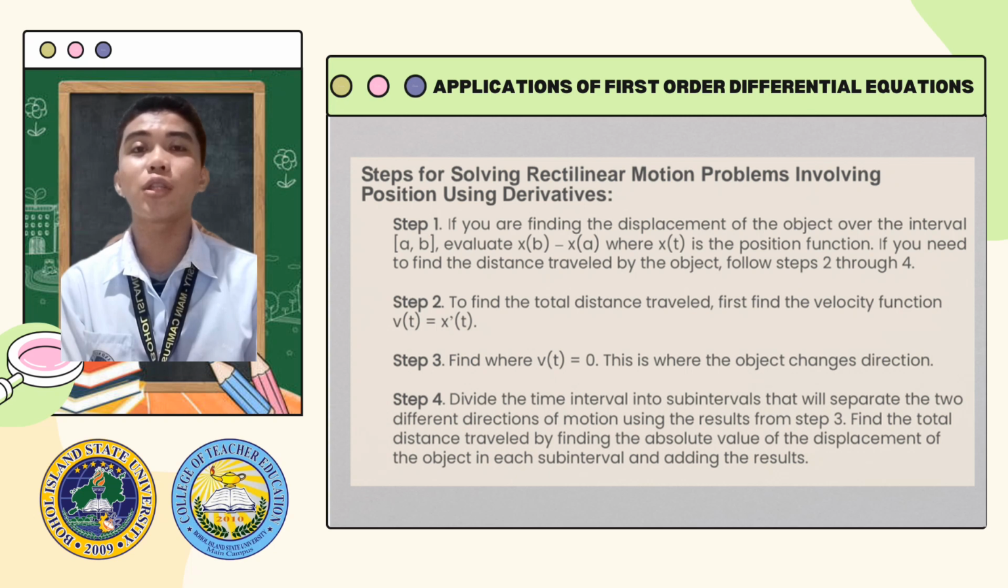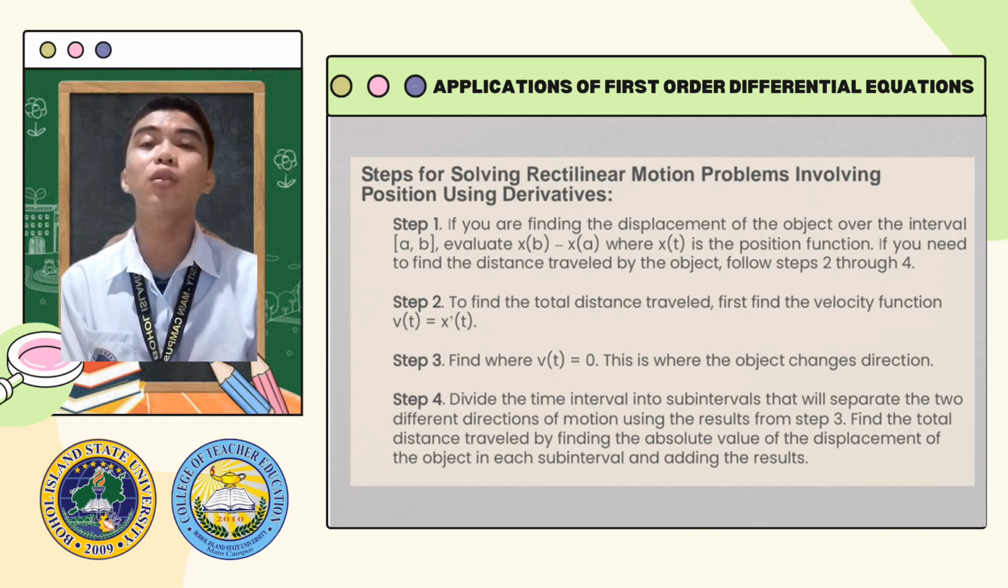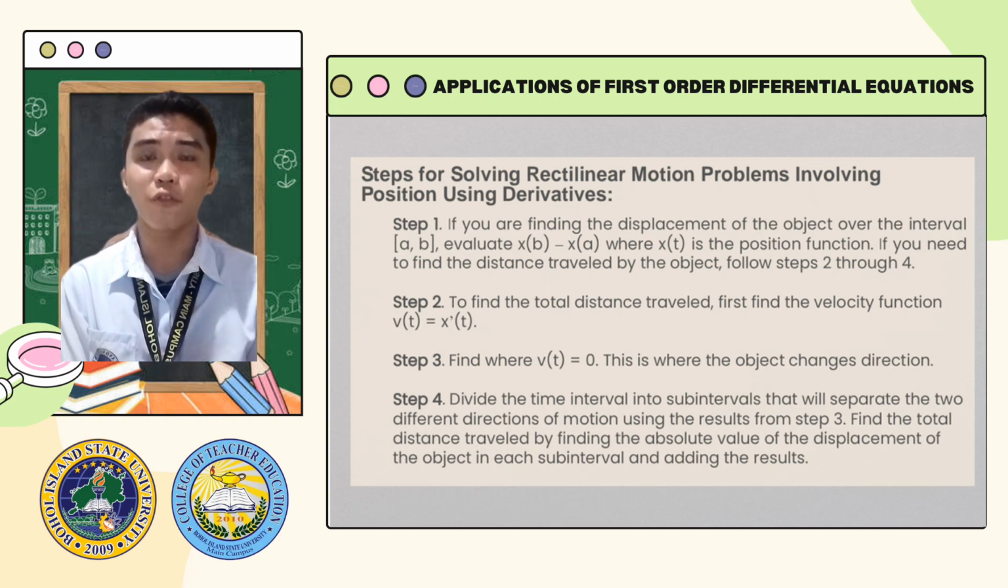Step 2 is to find the total distance traveled. First, find the velocity function, which is represented by v of t is equal to x prime of t, or the derivative of x of t, the derivative of the position function. Step 3: find where v of t is equal to 0. This is where the object changes direction.